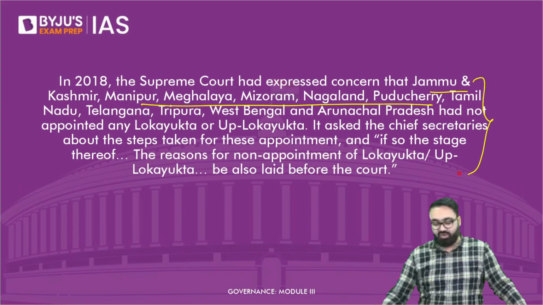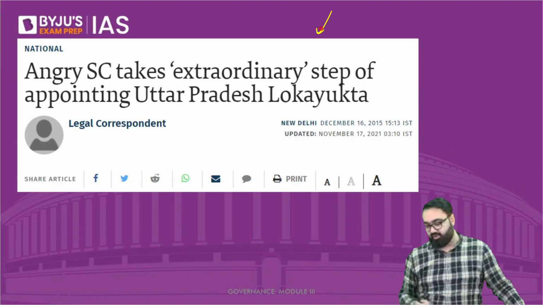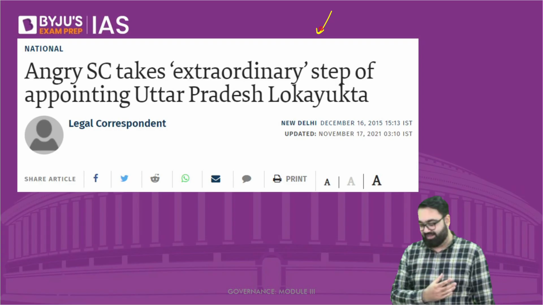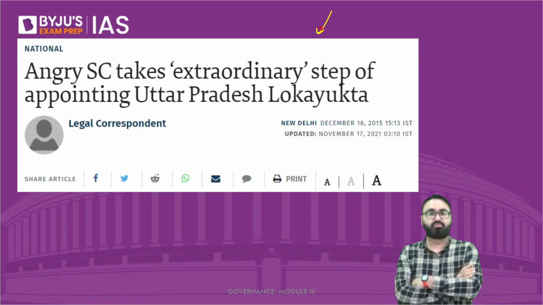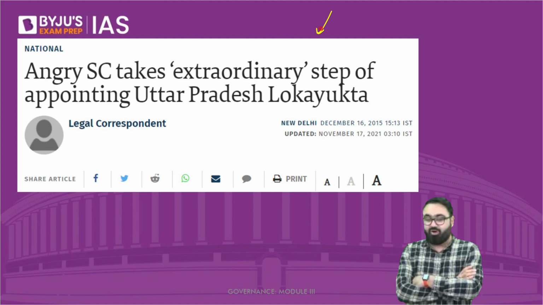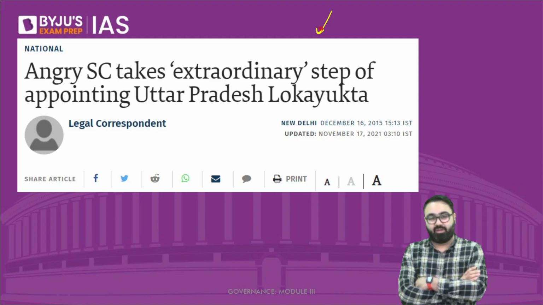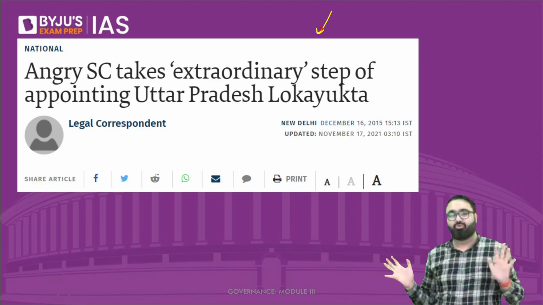Now I'll give you one more example. This example is Uttar Pradesh. Uttar Pradesh, again, is a very interesting case study. So what happened was, Uttar Pradesh had a Lokayukt. Their problem was opposite to Kerala. The problem was the Uttar Pradesh government liked their Lokayukt so much that they just did not want to remove him.